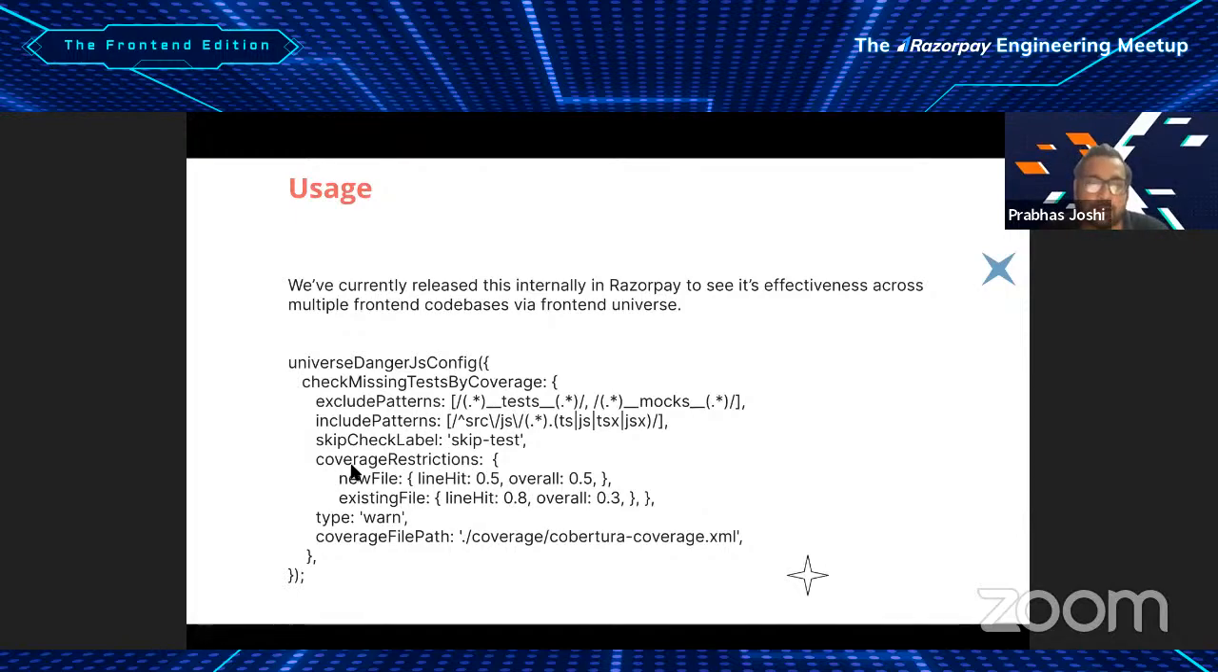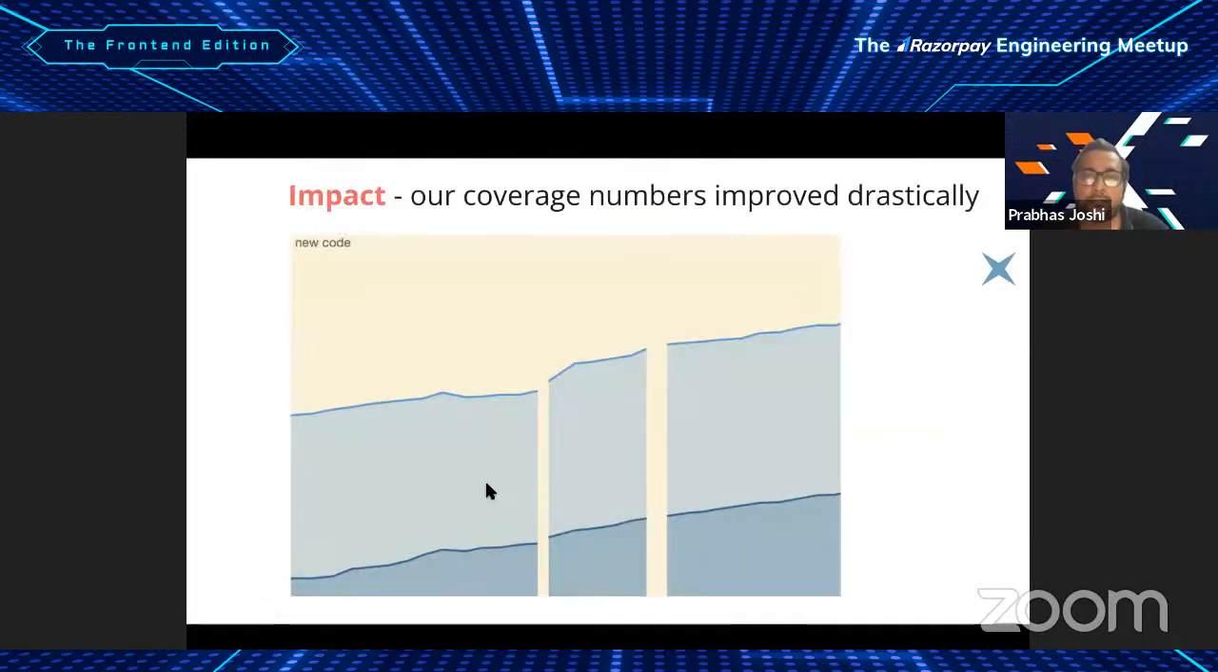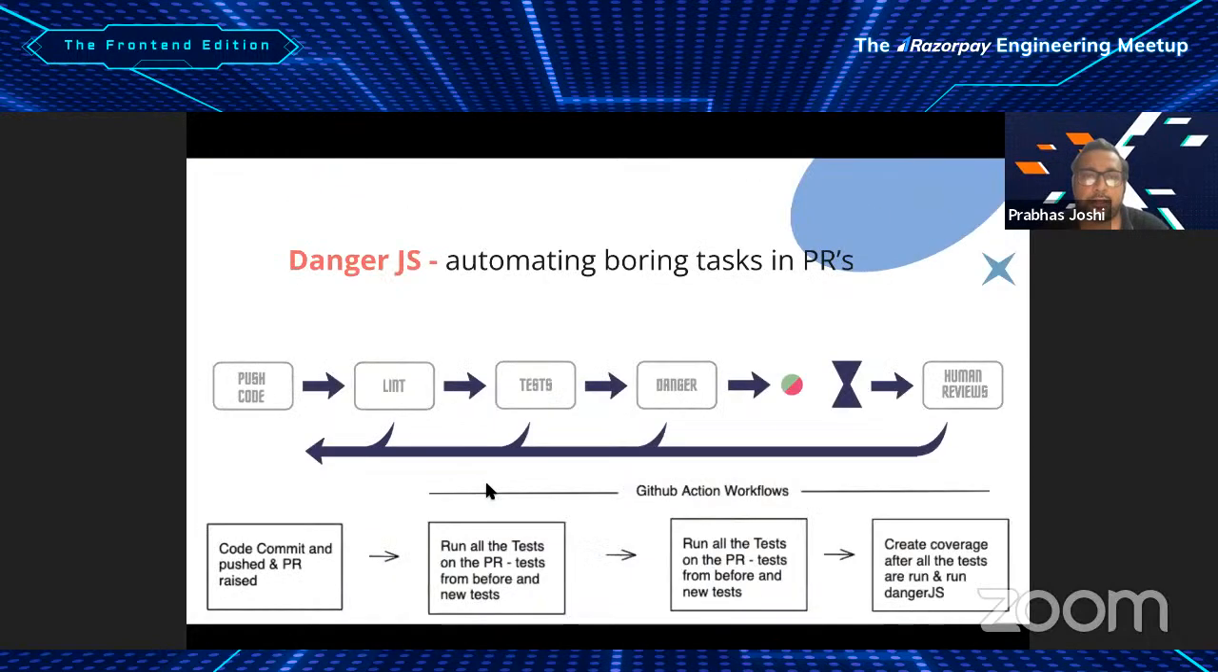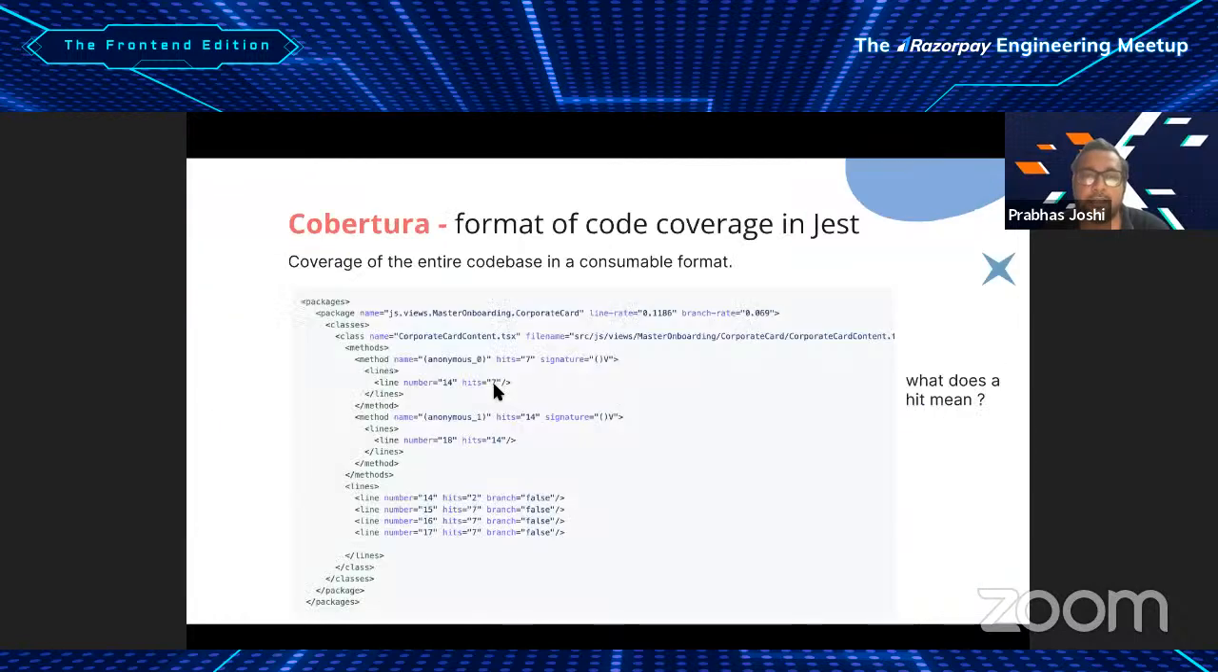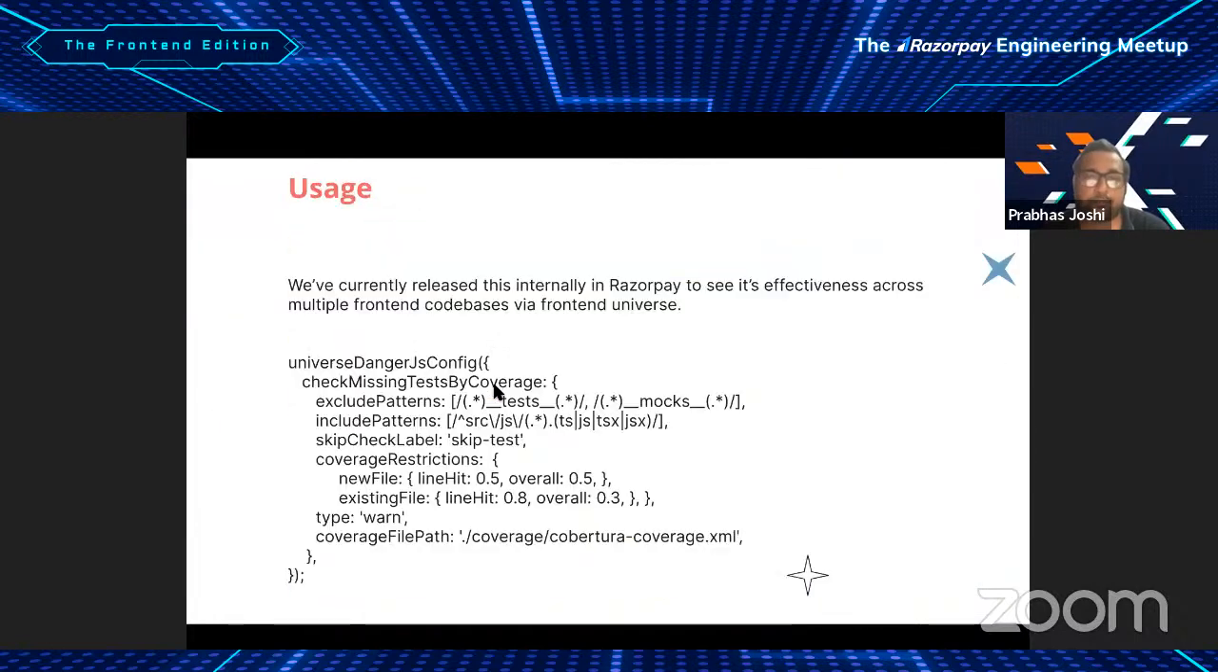And then this object right here is also really important. We are saying coverage restrictions. This helps us calculate this warning. I had shown you the warning, right? The warning with expected and actual. Whatever is expected out of a file, we specify right here. So we are saying for all new files, there should be an overall 50% code coverage. And for existing files, 80% of the changed lines should be covered.